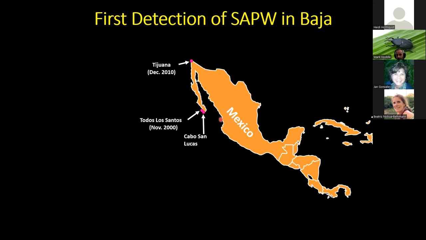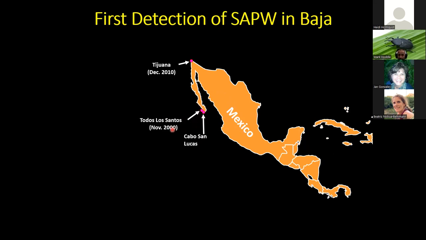The South American palm weevil has ranged throughout most of mainland Mexico, up into the Colima area. It's native to parts of the Caribbean, Central and South America as well. But the first report of this weevil was here in the very tip of the Baja Peninsula.